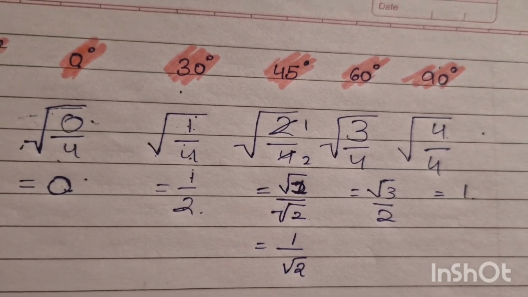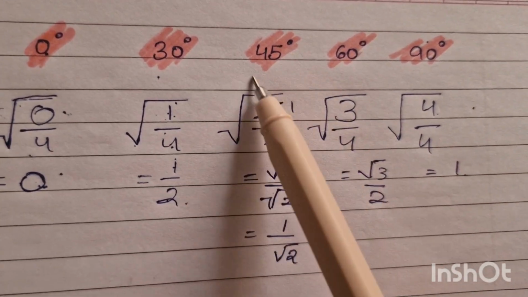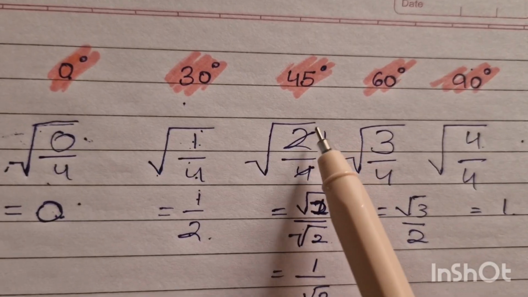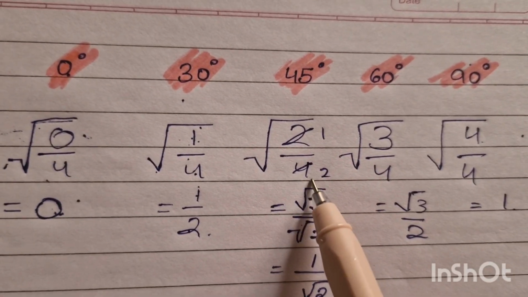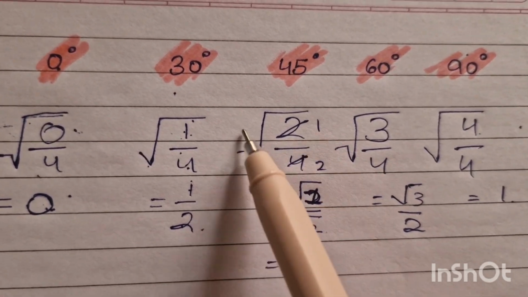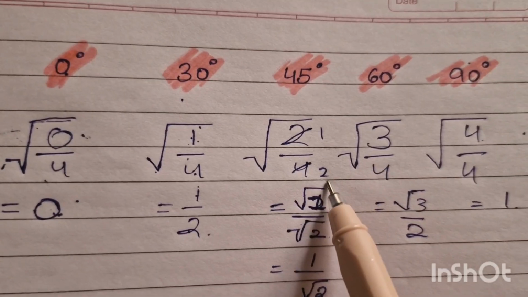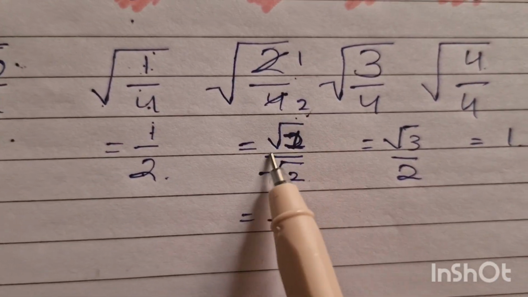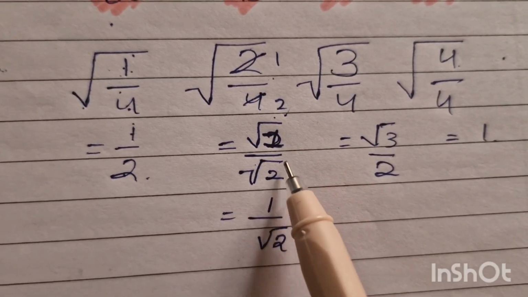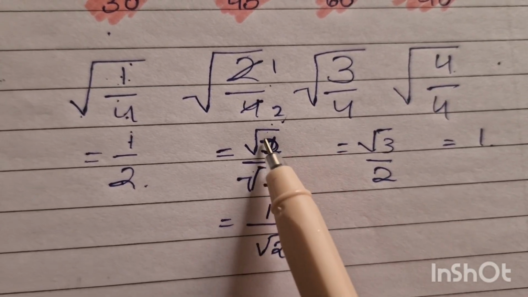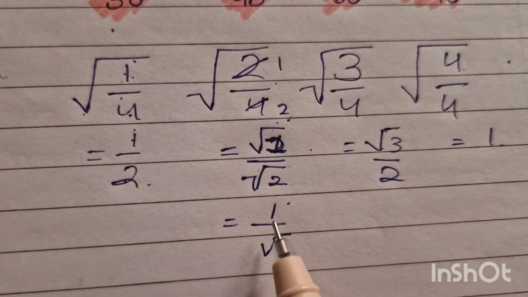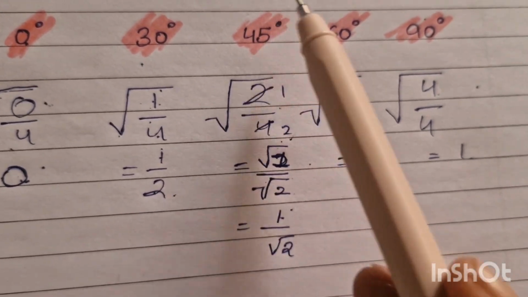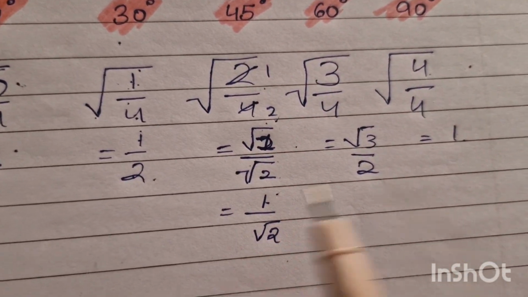Next we have sine 45. Here root 2 by 4 is nothing but root 1 by 2. We have cancelled here, as you can see. So it is equal to root 1 by root 2. The value of root 1 is nothing but 1. So the value of sine 45 is 1 by root 2.